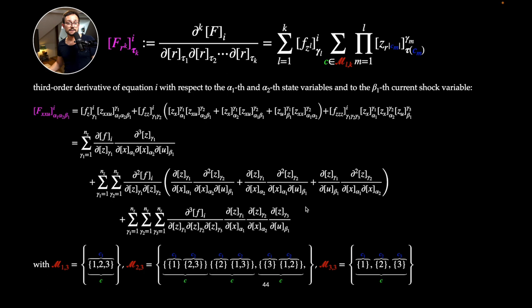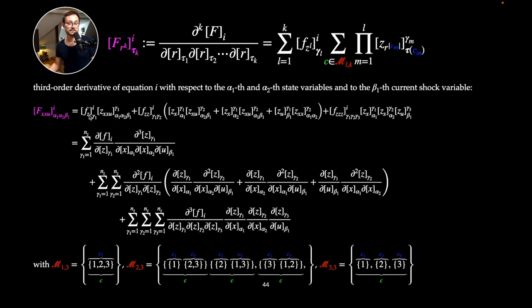Third order derivative of equation i with respect to the alpha 1th and alpha 2th state variable and to some current shock variable. So I'm interested in f_xxu, third order partial derivative, and alpha 1, alpha 2, beta 1 tells me which state, the alpha 1th, which state, the alpha 2th, which shock, the beta 1th shock. Okay, so again, this is just a number. Now, evaluating these terms, again, I have to start at L equals 1 because K is now 3.